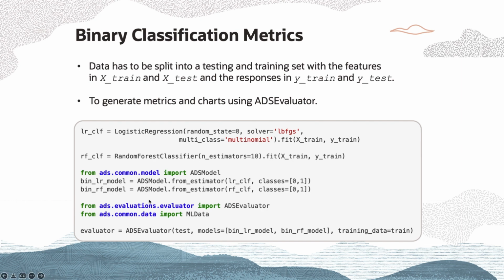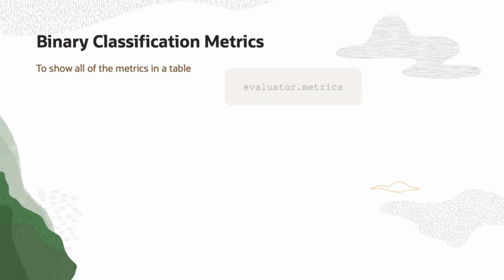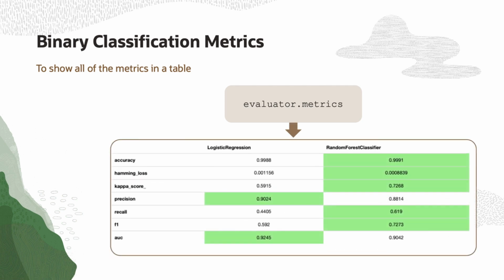In this example, we have two classification models, logistic regression and random forest classifier. The from_estimator function takes as input a fitted estimator and converts it into an ADS model object. All the related metrics for the logistic regression and random forest models from the previous snippet can be shown using evaluator.metrics. You can see here the precision is 0.9024 for logistic regression but 0.8814 for random forest classifier.